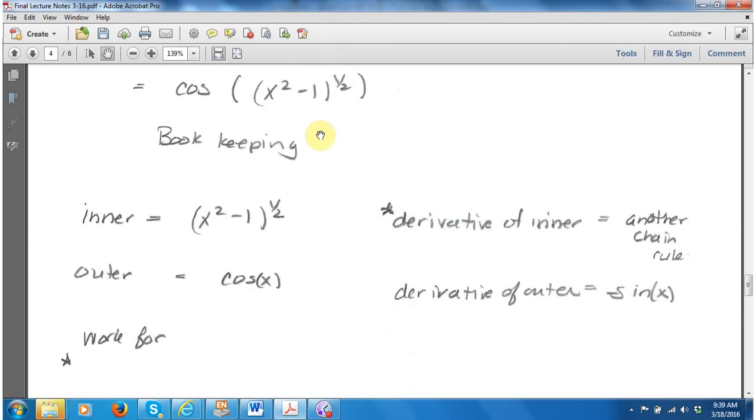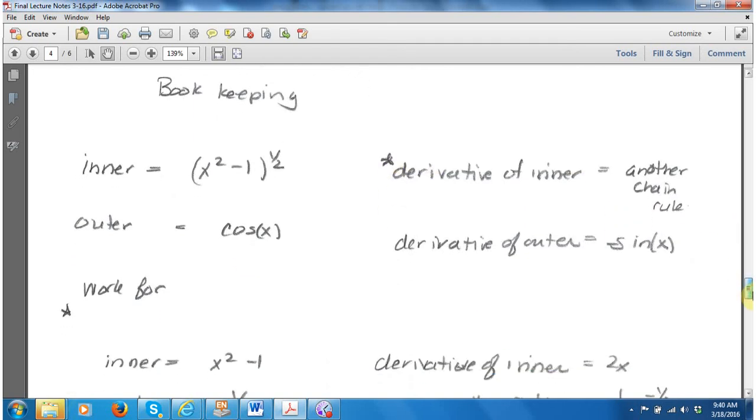The derivative of the inner is nasty because notice here I have another chain rule. I have an x squared minus 1 here. And then if I cover up that, I get x to the 1/2. It's another chain rule. So taking the derivative of the inner requires extra work. So here I starred this, and here's my work for star.